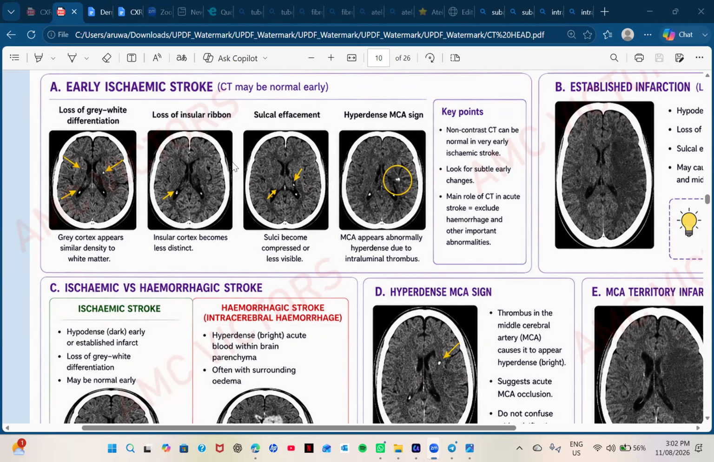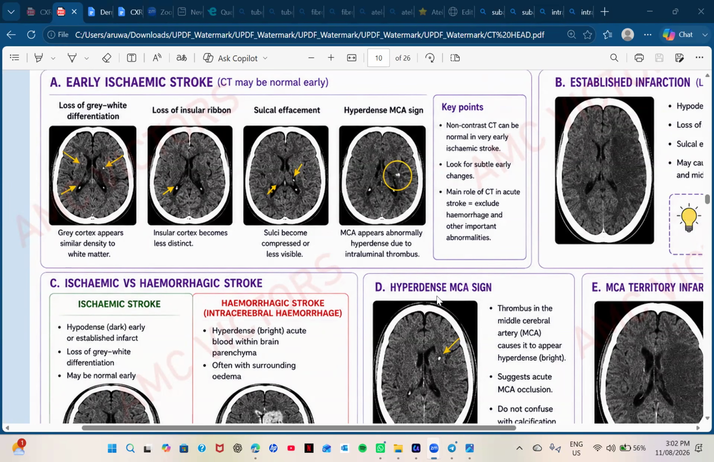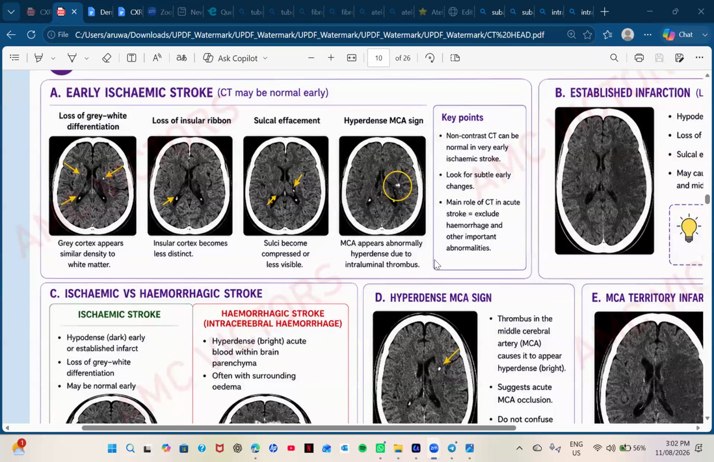Then loss of insular ribbon. What does that mean? The insular cortex becomes less distinct. Then the sulci become compressed or less visible. Sulcal effacement means they are getting compressed and their differentiation can't be seen. I will explain from one example, okay? Then the hyperdense MCA sign, I will explain that one as well.